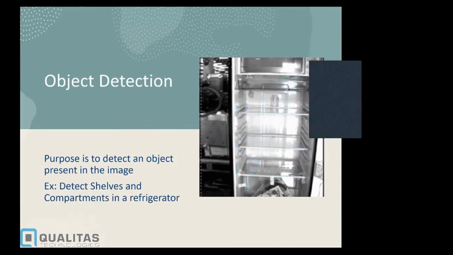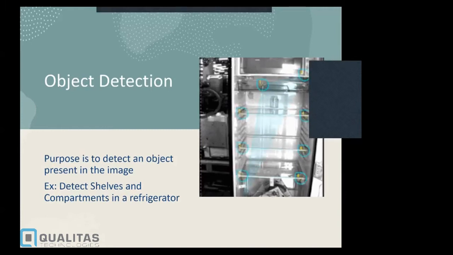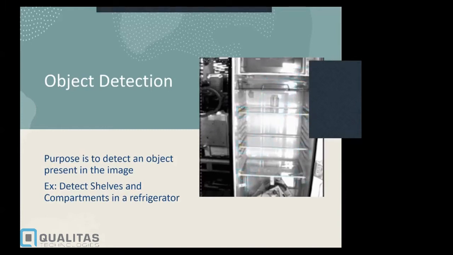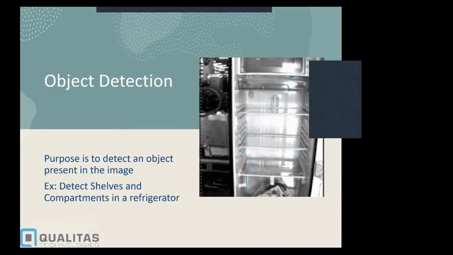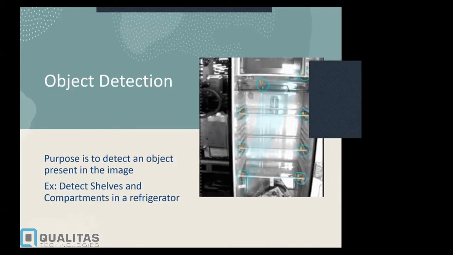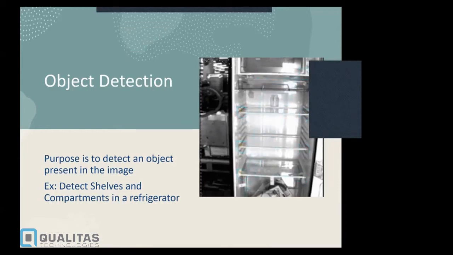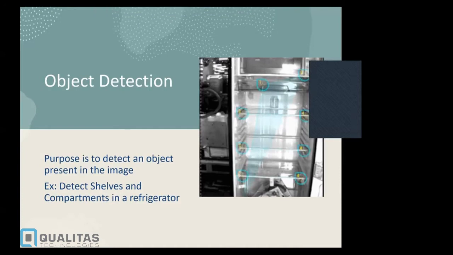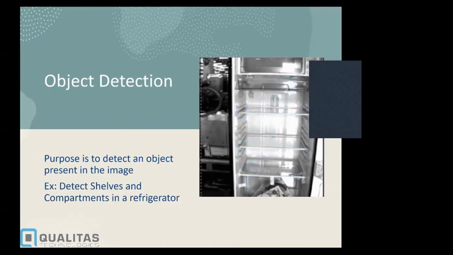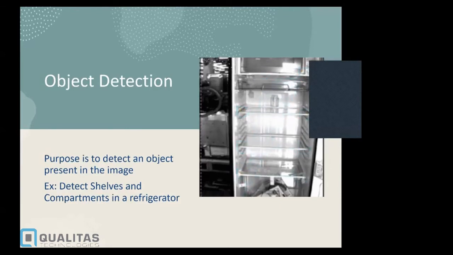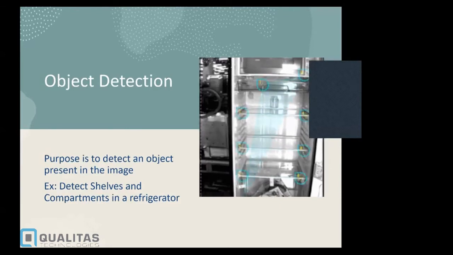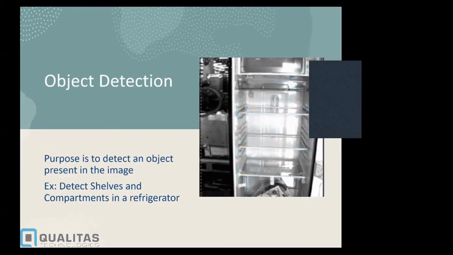In this particular case, as an example, the different shelves in a refrigerator, or the compartment of the freezer, or it could be the presence of a manual. When you're manufacturing a refrigerator, you insert a manual, or maybe an egg tray, right? Or an ice cube tray. So these are all different kinds of objects that are present, and the purpose of this is to detect the presence and absence of this, right? That's object detection. Clear?